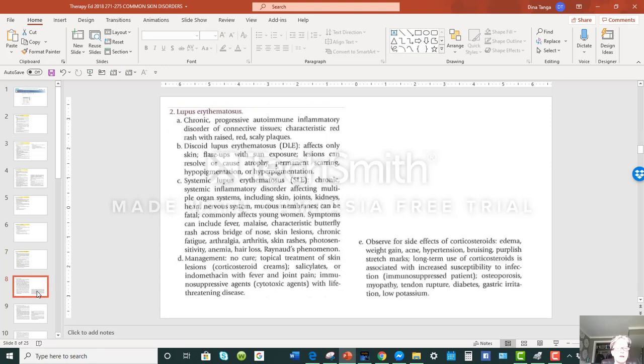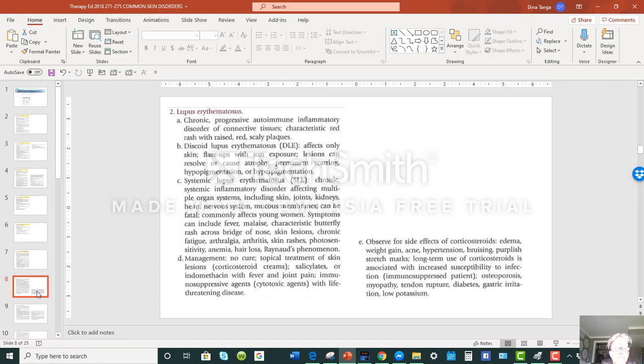Lupus: chronic, progressive, autoimmune inflammatory disorder of connective tissues. Characteristic red rash with raised red scaly plaques. Discoid lupus affects only skin. Flare-ups to sun exposure. Lesions can resolve and cause atrophy, permanent scarring, hypopigmentation, or hyperpigmentation.